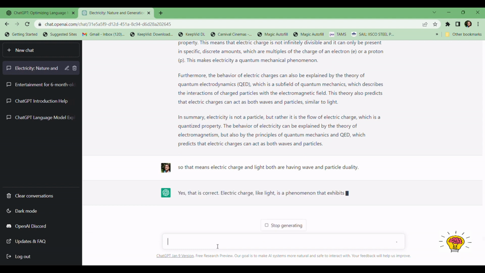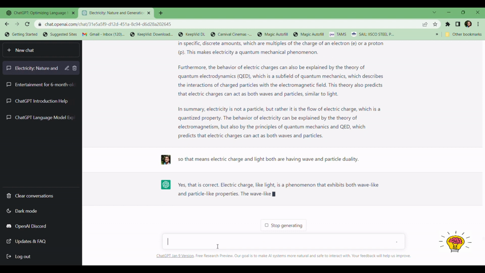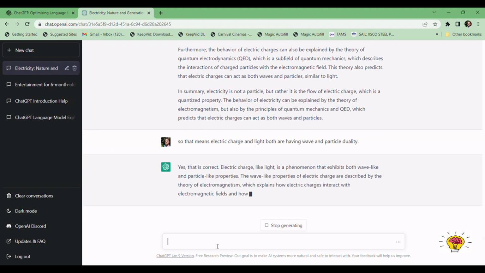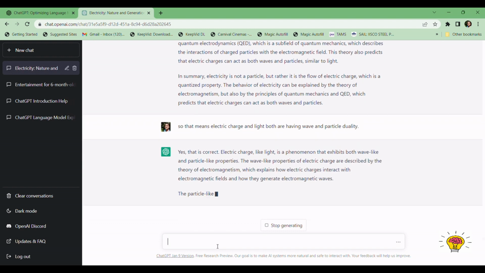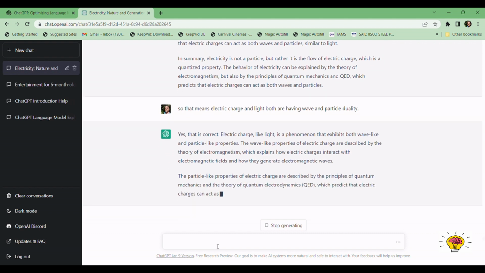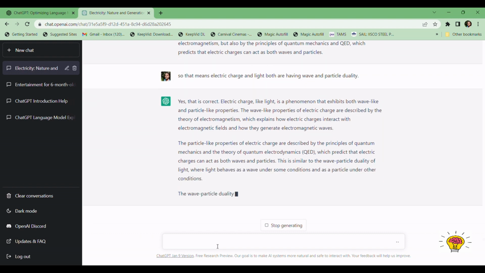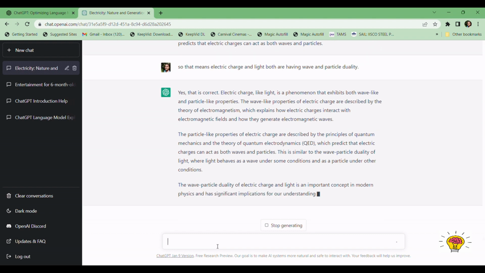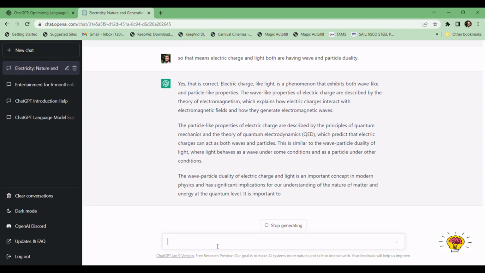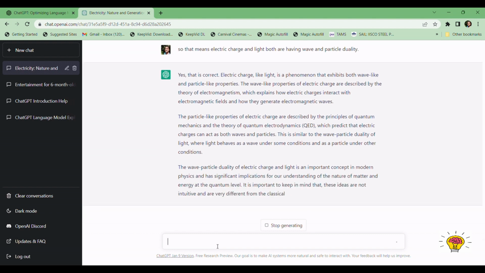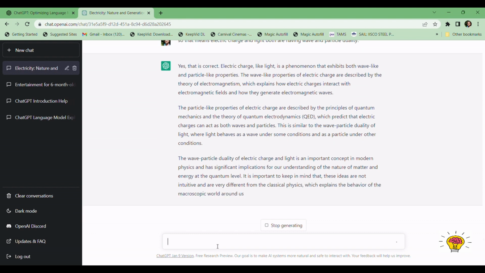Yes, that is correct. Electric charge, like light, is a phenomenon that exhibits both wave-like and particle-like properties. The wave-like properties of electric charge are described by the theory of electromagnetism. The particle-like properties are described by the principles of quantum mechanics and the theory of quantum electrodynamics. Wave-particle duality of electric charge and light is an important concept in modern physics.